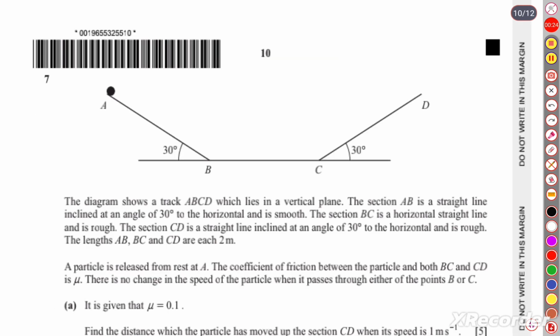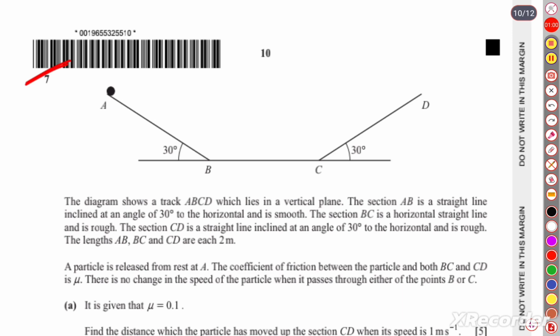This is question number 7, which is: the diagram shows a track ABCD which lies in a vertical plane. The section AB is a straight line inclined at an angle of 30 degrees to the horizontal and is smooth. The section BC is a horizontal straight line and is rough. The section CD is a straight line inclined at an angle of 30 degrees to the horizontal and is rough. The lengths AB, BC, CD are each 2 meters.